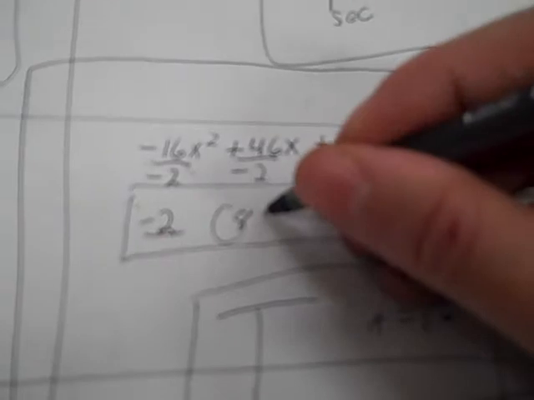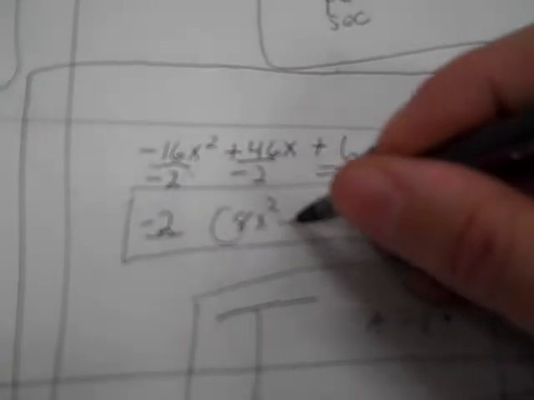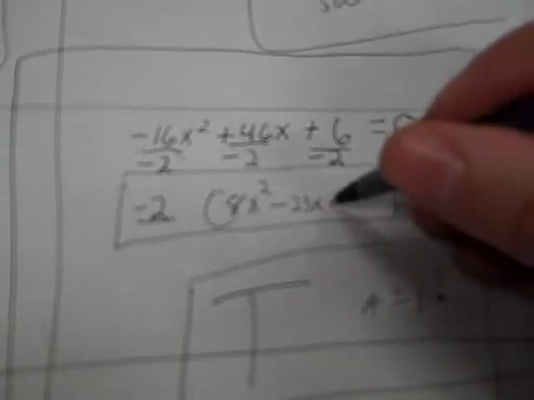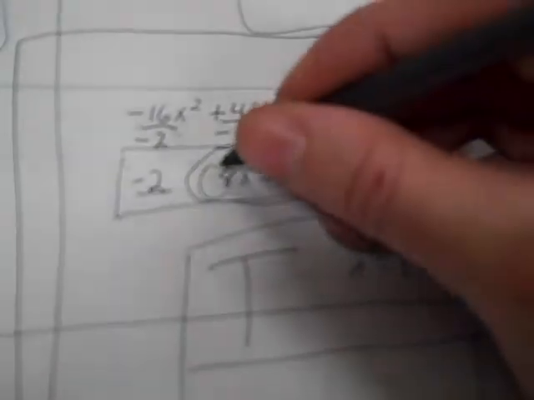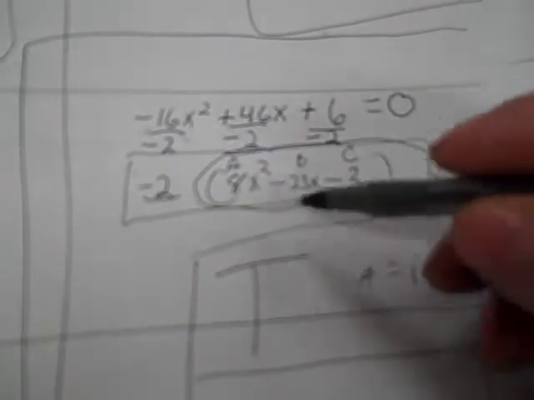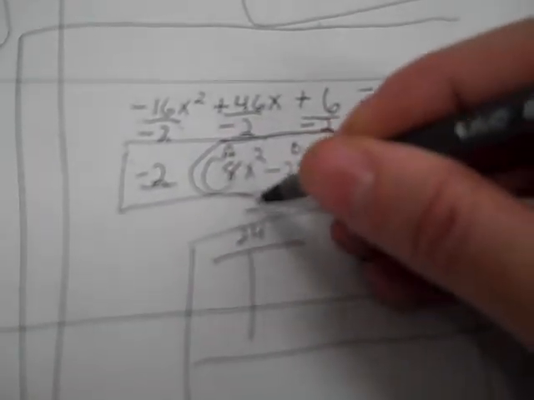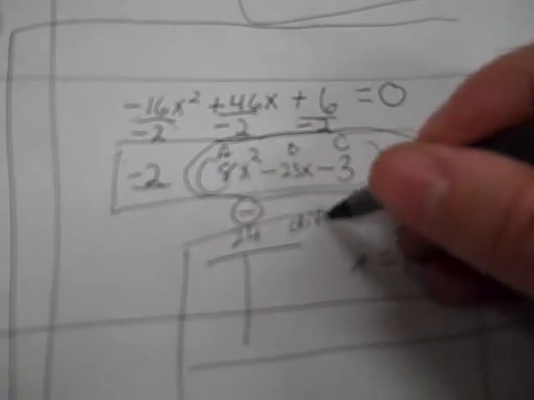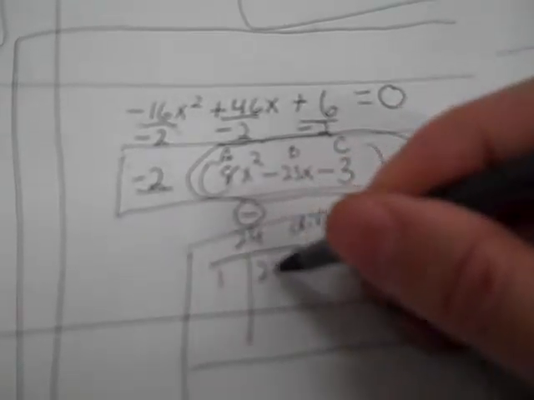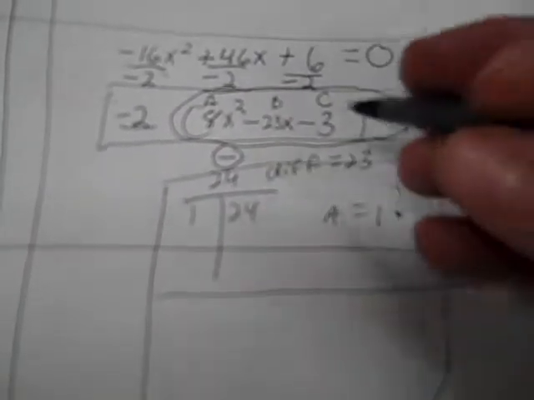So negative 16 divided by negative 2 is 8, and then x to the second. 46 divided by negative 2 is negative 23x, so minus 23x. And then positive 6 divided by negative 2 is negative 3. So if it's a negative, I just write minus. Now I circle this, and that's where I run the t-test from, not up here. So A, B, C. So 8 times negative 3 is negative 24, so we're going to be looking for a difference of 23. Okay, that doesn't take long because 24 divided by 1 is 24, and that subtracts to 23.